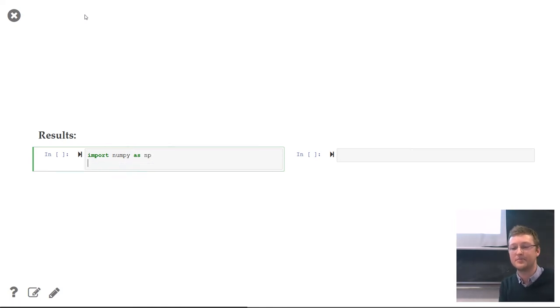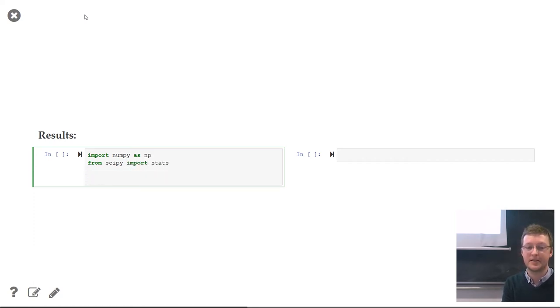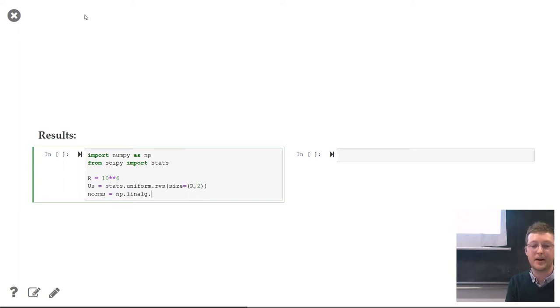So let's just try to do this example, the simple one, calculating pi. Just import the libraries that you need and set the number of replications that you want. We'll take 1,000,000 and draw the uniform random variables. So we want an R by 2 matrix of these. To calculate the norms of them, you can use a NumPy built-in function to calculate the norms along the second axis, I believe, axis equals 1.